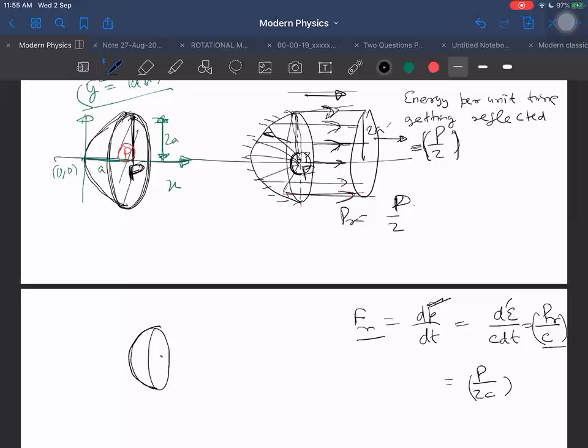P by 2, I have solved it here. You asked us to find the reflection on the incident hemisphere part. I told you hemisphere also, for hemisphere it will be the same as for the parabola. Screen sharing stopped, sir. No, the parabola is not completed yet.